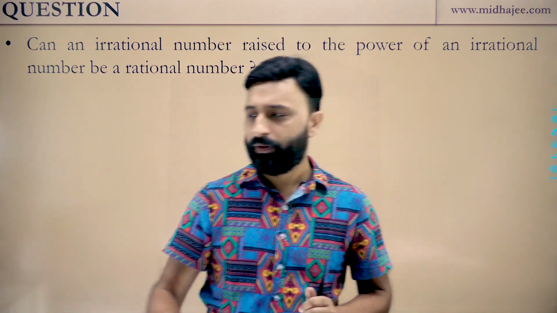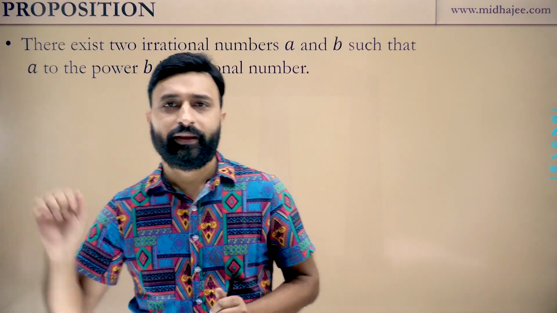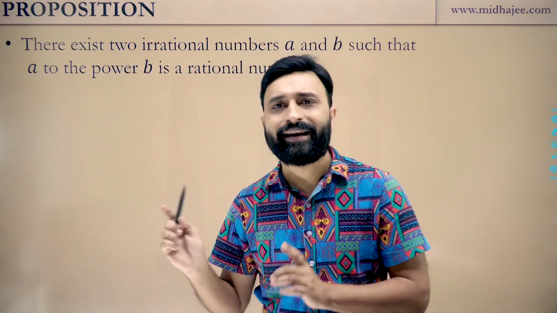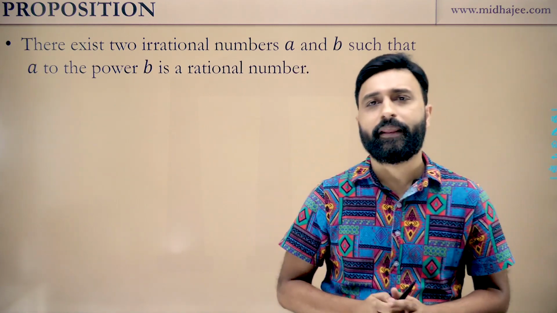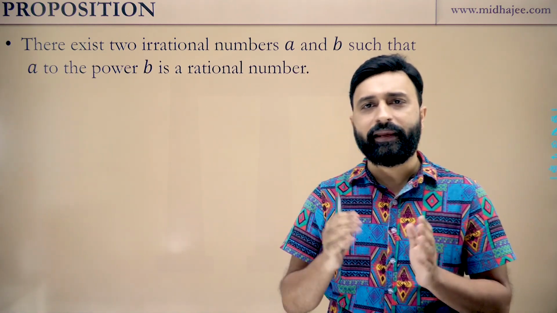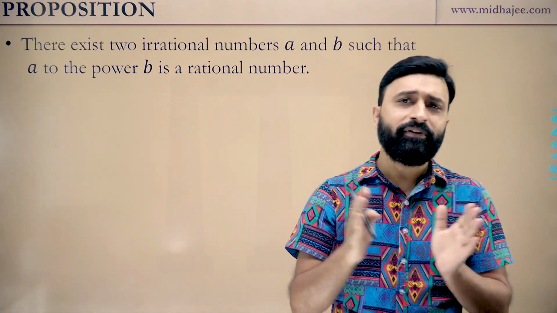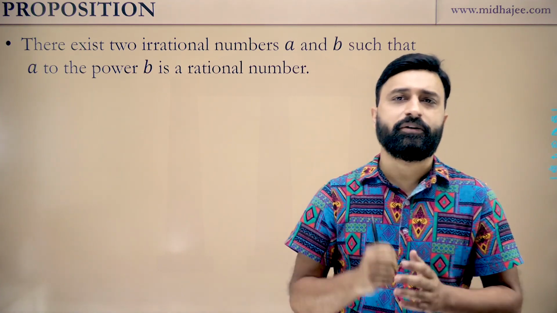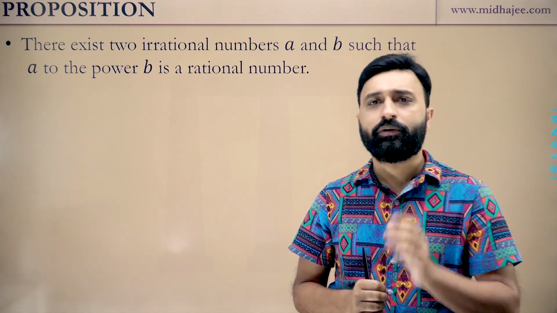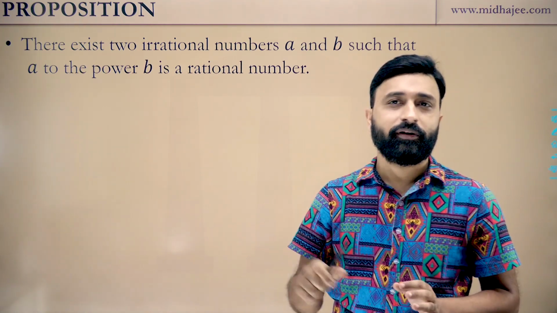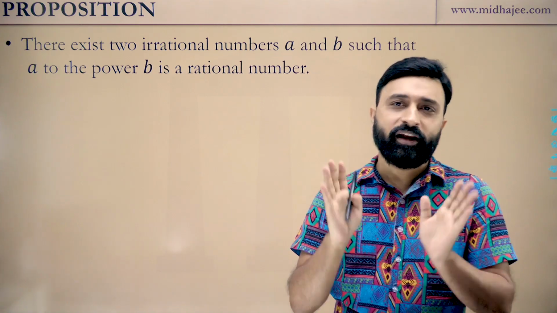So let's start. This is my proposition. There exist two irrational numbers, a and b, such that a to the power b is a rational number. Before we start, I'm going to make an assumption. The assumption is that you already know that square root of 2 is an irrational number. You are already aware of this.